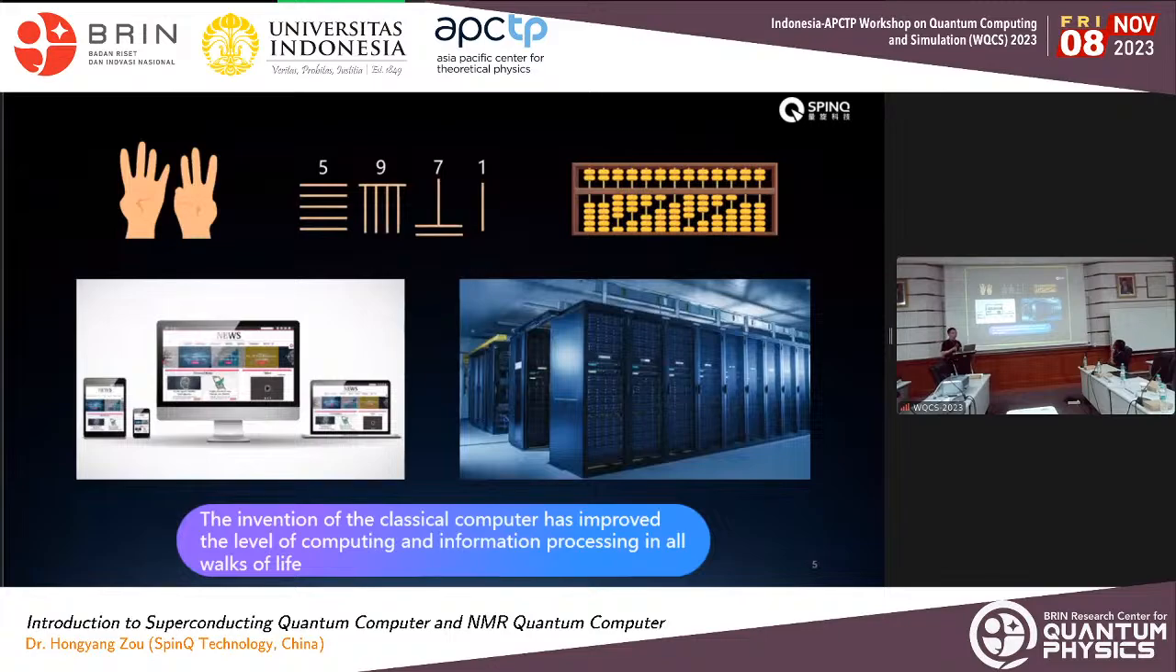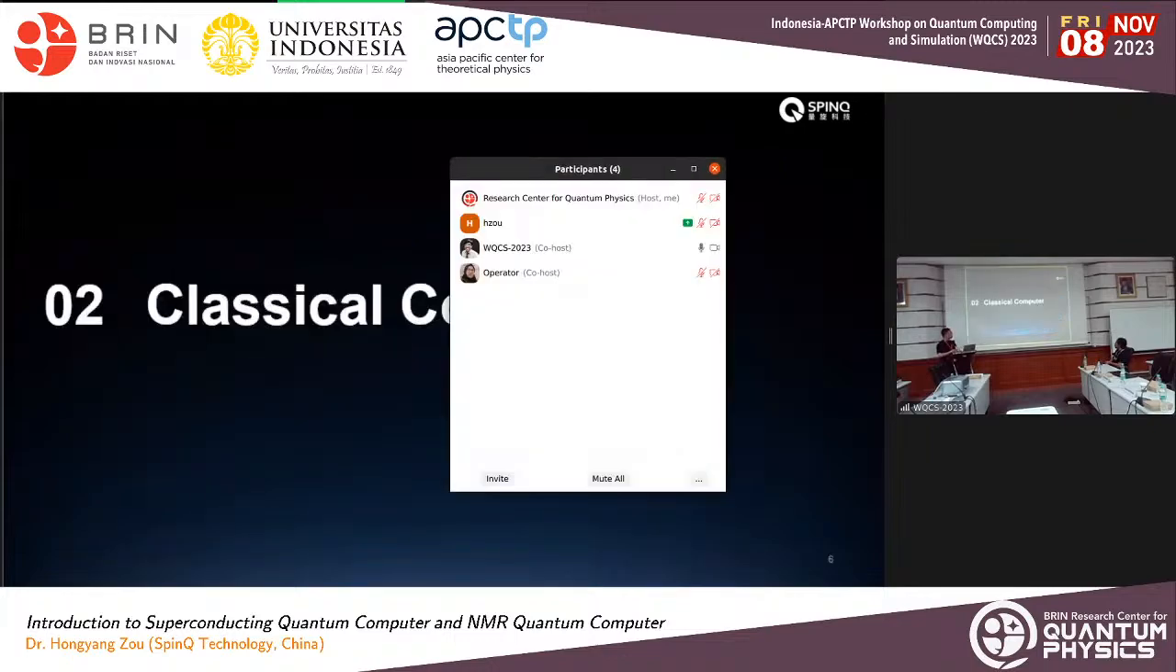We may use some tools to help us with computing. It doesn't matter whether you are using your fingers, the computer, the iPad, or a supercomputer. The invention of the classical computer has improved the level of computing and information processing in all walks of life. And later we will see the quantum computer is also another tool for computing, but even better and faster.